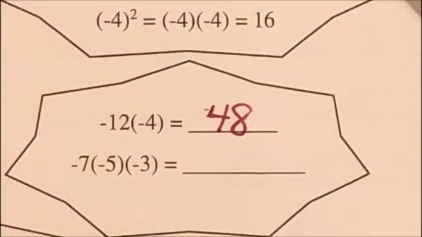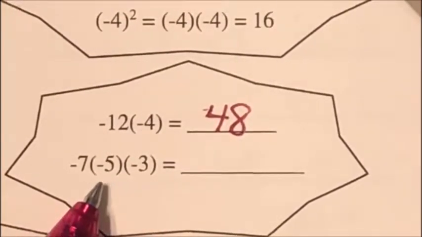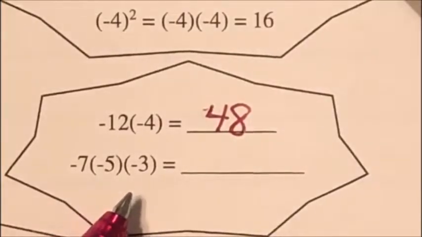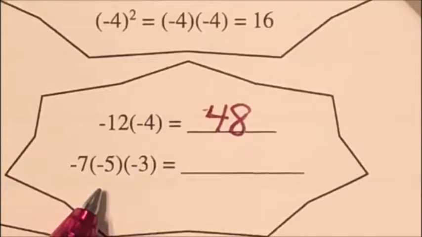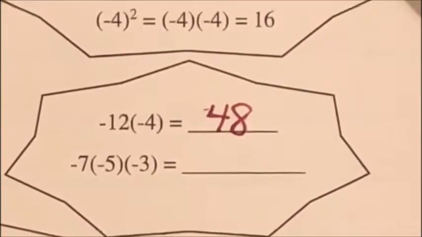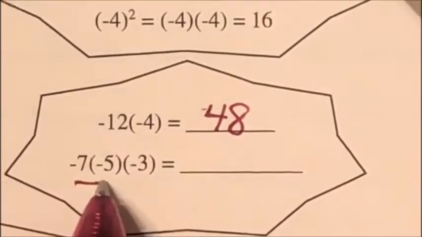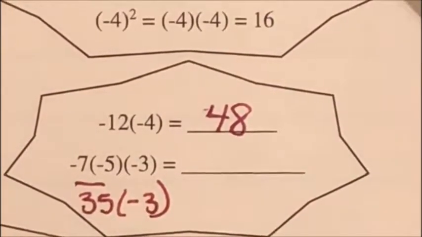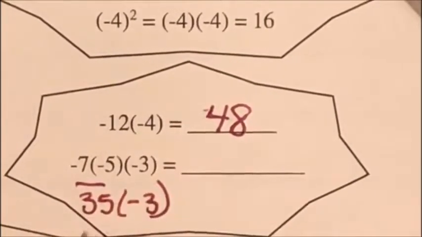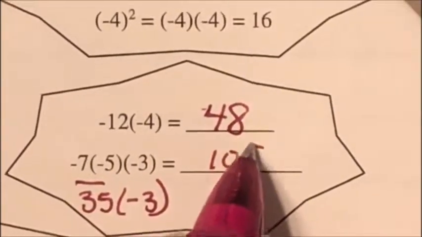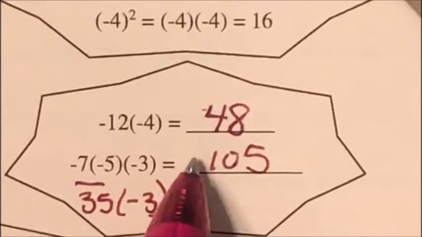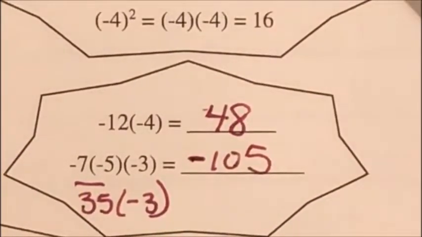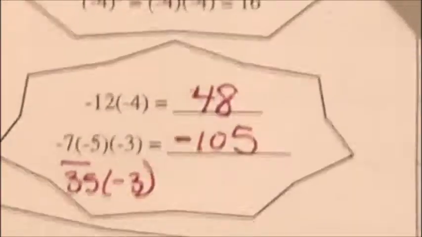Then I have negative 7 times negative 5 times negative 3. Negative 7 times negative 5 will give me a positive 35. Then I'm still multiplying that by a negative 3. So now I have opposite signs, so 35 times 3 gives me 105. Positive, negative, my answer is going to be negative.